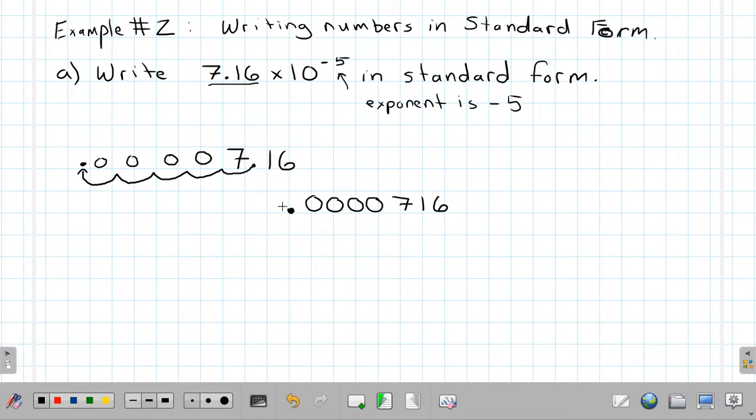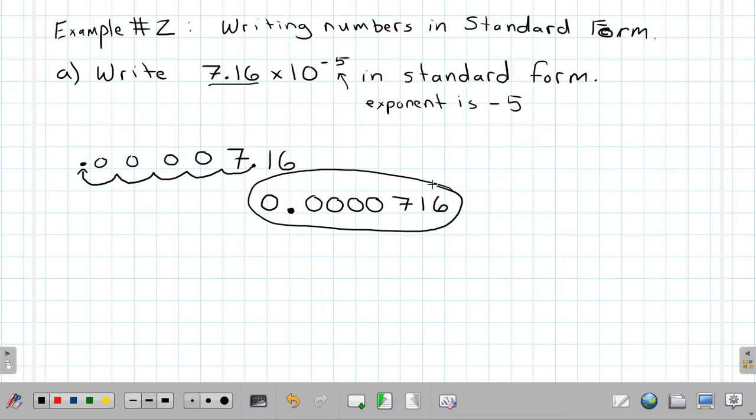Just as a good general practice, even though you're technically not wrong by saying .00000716, I always like to put a 0 in front of my decimals if there's not a number out there to indicate that the ones place is 0. So technically we have 0.00000716. That's the process we go through to write a number from scientific notation to what we call standard form. In this case, we got a decimal, and this is the number in standard form.